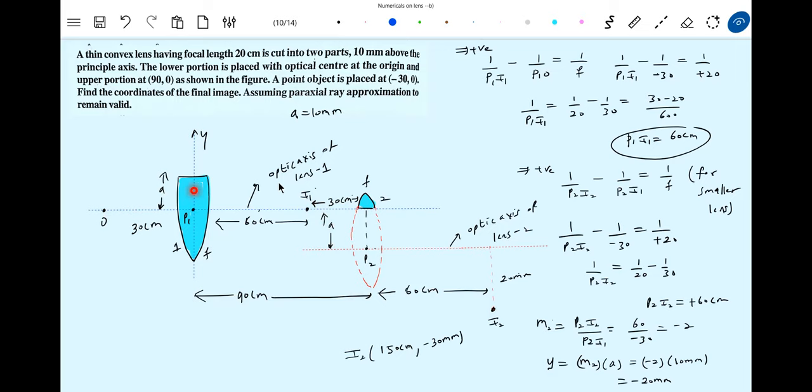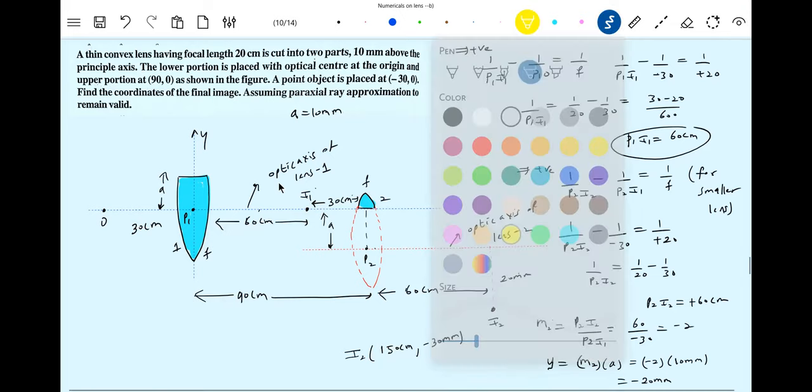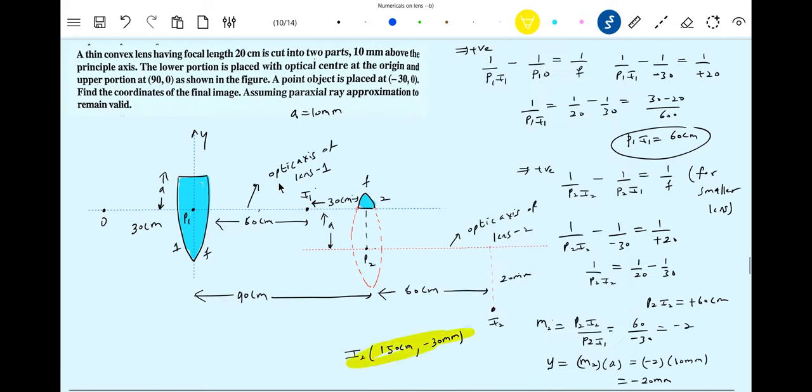So the rays after refraction, you try it. I don't have a place to draw the ray diagram. With the position of your... So what is I2? Coordinates of final image.